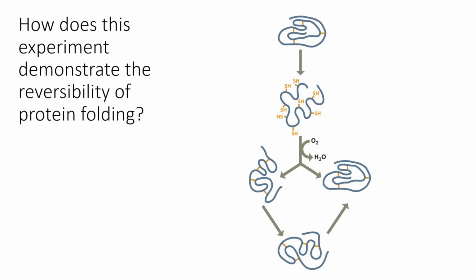Alright, so here is our diagram. At the top of our diagram, we have an example of a protein in its properly folded state. So what happens after that first arrow? What happened to the protein? Yeah, it is denatured. So what reagents could you add to do that to the protein? Yeah, exactly. So we added urea and BME.